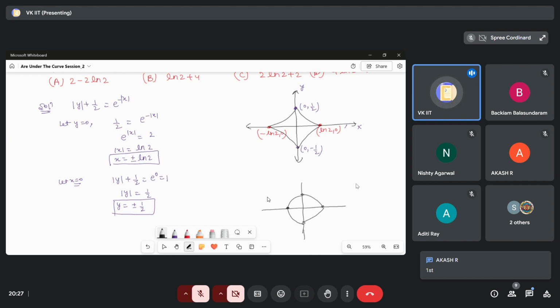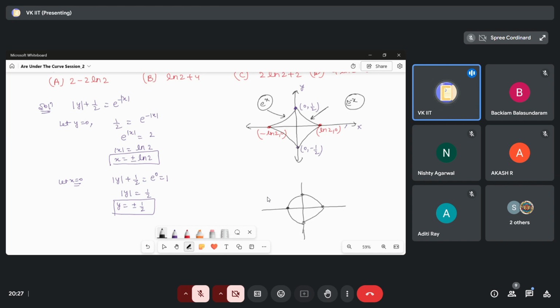Why? Because the exponential function is there, right? So this is nothing but e to the power x. It is giving you the sense of e to the power x, and this is e to the power minus x sense you're getting. Okay, and in a similar way it has been taken as a mirror image about the x-axis.